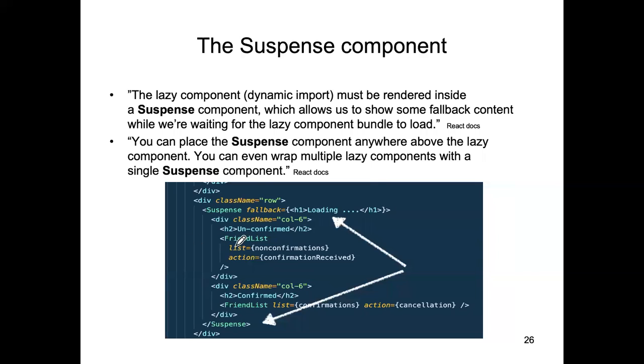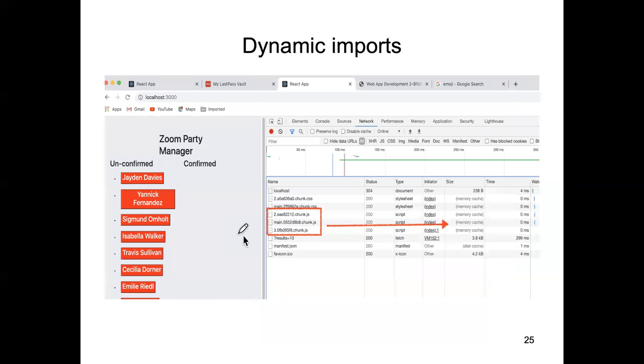And so here I'm using friends list here. And as it turns out, I'm using it down here as well. So it's only when the React runtime is evaluating this, if you like, and it sees the friend list component is being used, it's only then that it actually triggers the request to get the bundle associated with that.